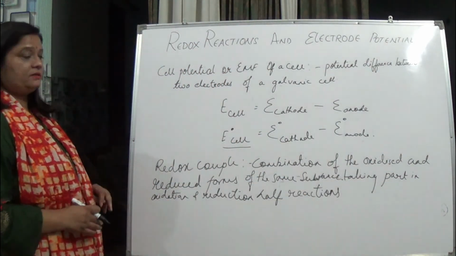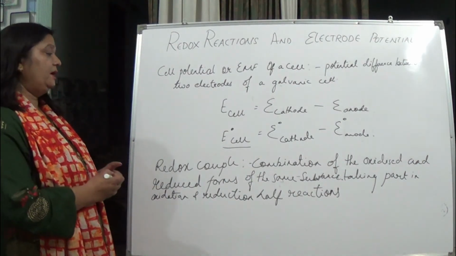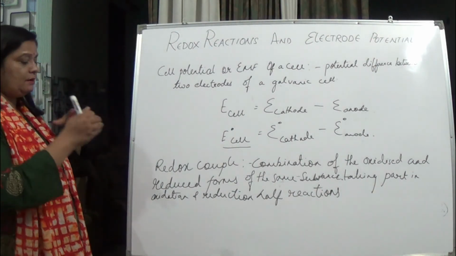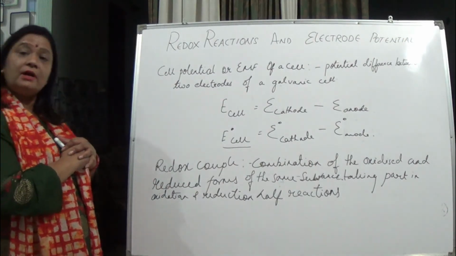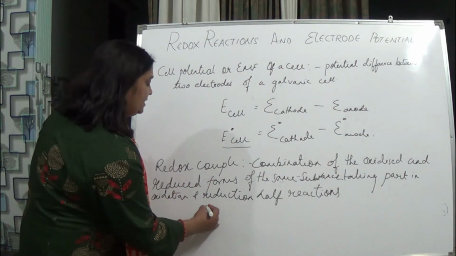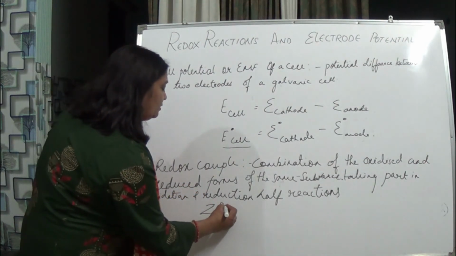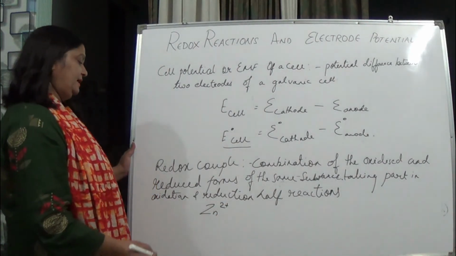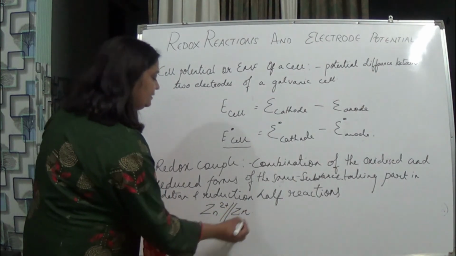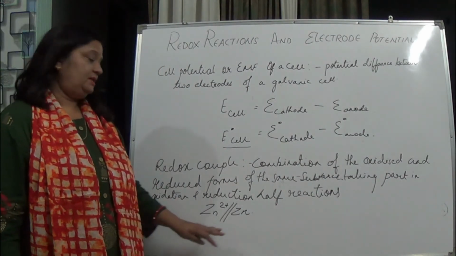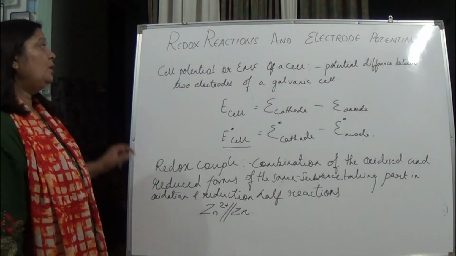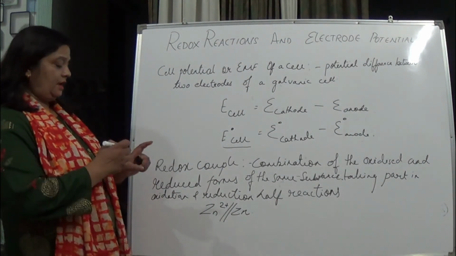Now coming to redox couple. What is this redox couple actually? It is a combination of the oxidized and the reduced form of the same substance, which is taking part in the oxidation and reduction half reactions. Like if we are taking zinc, here there is Zn2+. Oxidation is taking place, isn't it? Losing the electrons in one half reaction, and in another you are writing zinc. So this is the oxidation half, this is the reduction half, and this is known as a redox couple. So with this we come to the end of the chapter redox reactions.